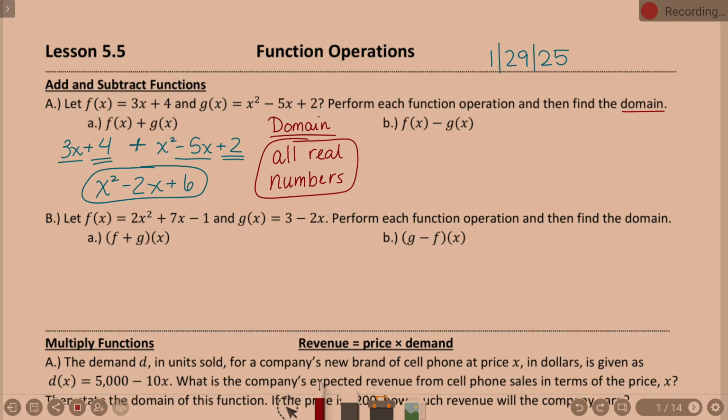Okay, part B of this is f minus g. Similar to part A, except that we are subtracting. So I'm going to write this out as f, which is 3x plus 4, and then it's going to be minus. Now, because I'm subtracting g, for right now I'm going to put the whole g in parentheses, so minus the quantity x squared minus 5x plus 2.